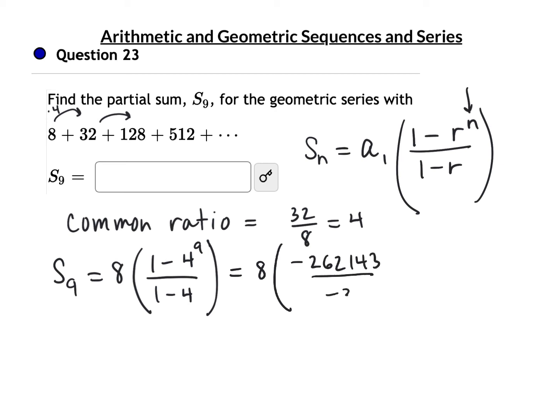which is negative 262,143 divided by negative 3, which is 8 times 87,381, and that becomes 699,048.